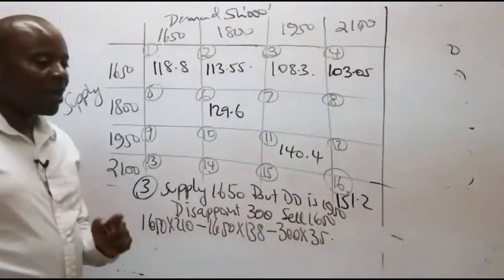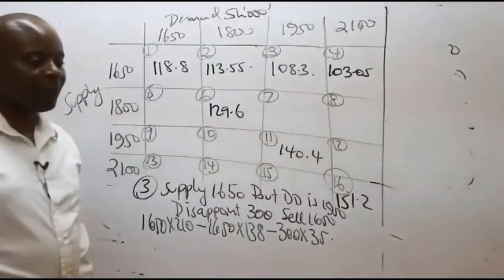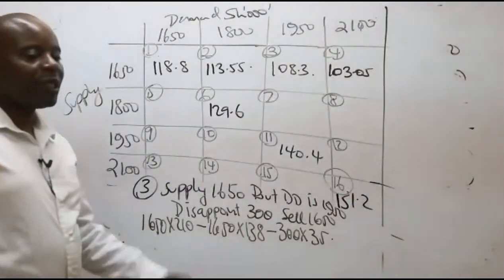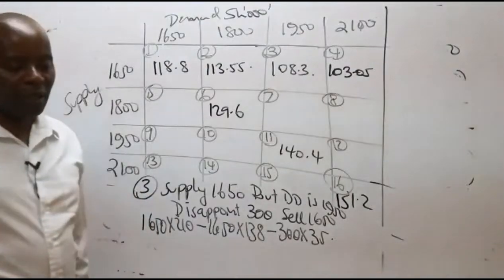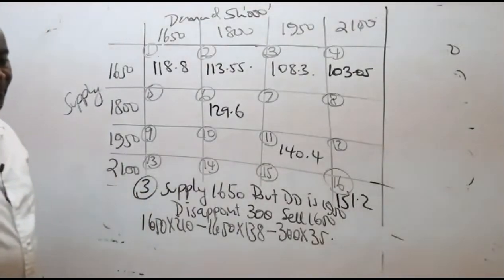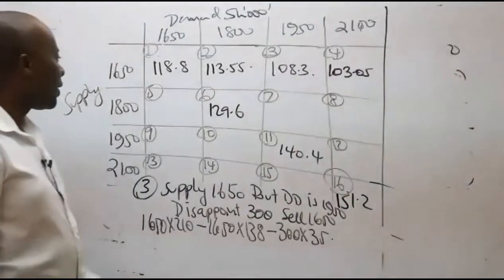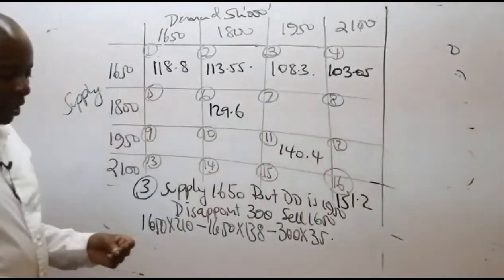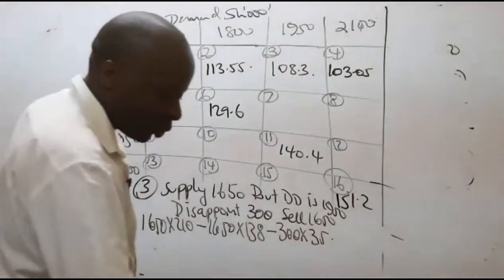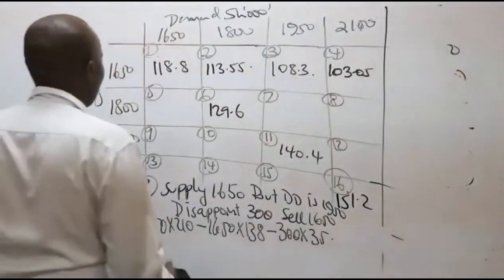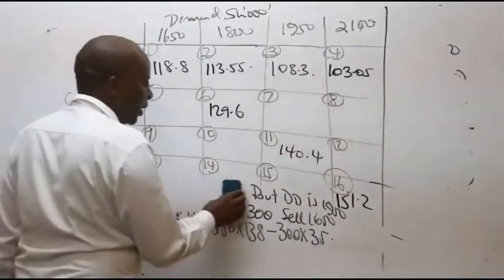Because there we are going to sell just 1650. But we shall disappoint quite a number of customers there. So let us go to cell number 5. So cell number 5 is quite a tricky one.